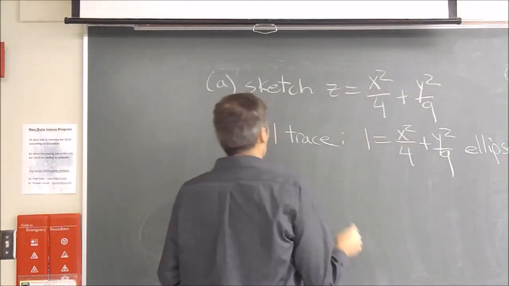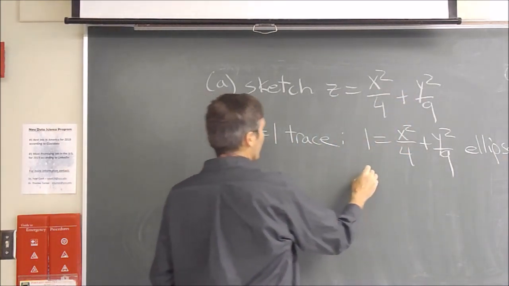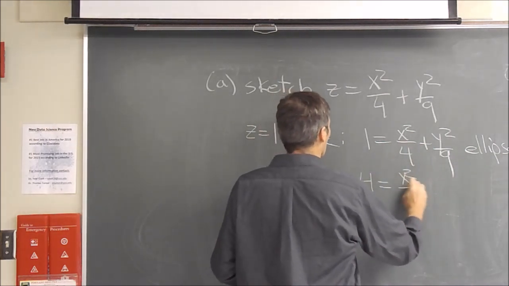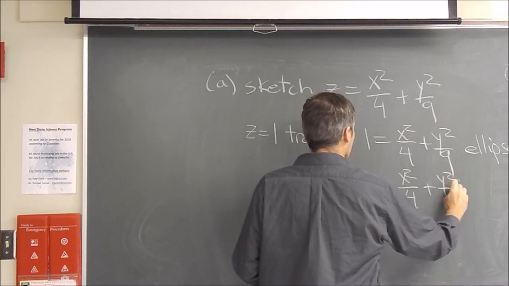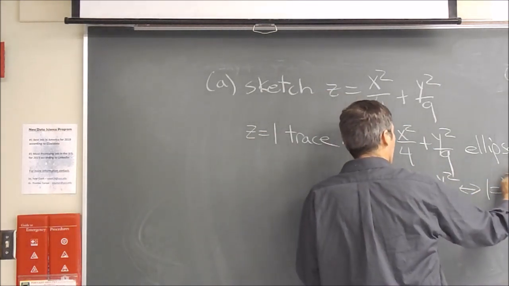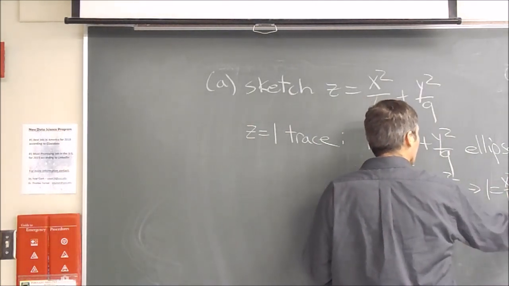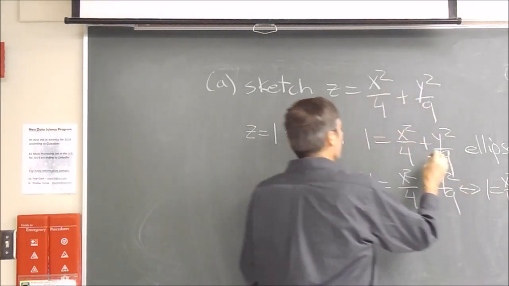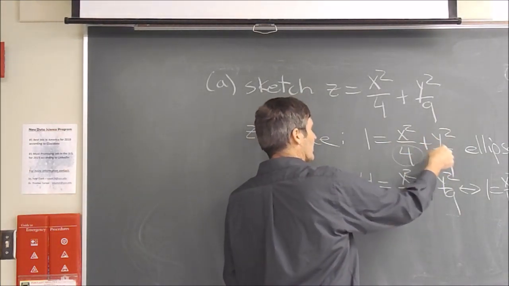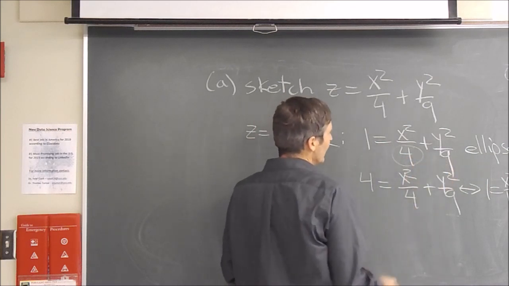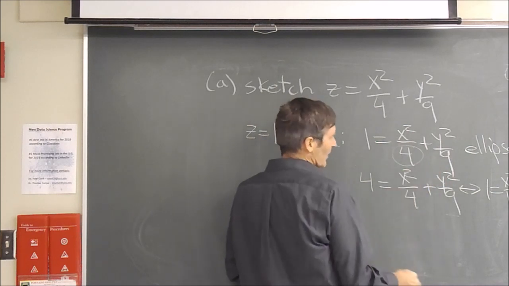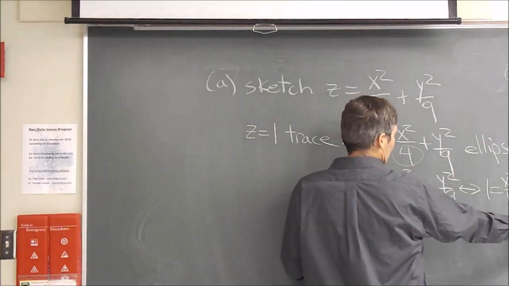And we can try some other cross sections parallel to the xy plane. We can take 4 equals x squared over 4 plus y squared over 9. What's that? Well, we can equivalently divide that by 4 and get 1 equals x squared over 16 plus y squared over 36. This ellipse had semi-axes of 2 and 3, right? This is x squared over a squared plus y squared over b squared. I guess I should call it a is 3 and b is 2. Sorry, 3 and 2. And then over here, a is 6 and b is 4.